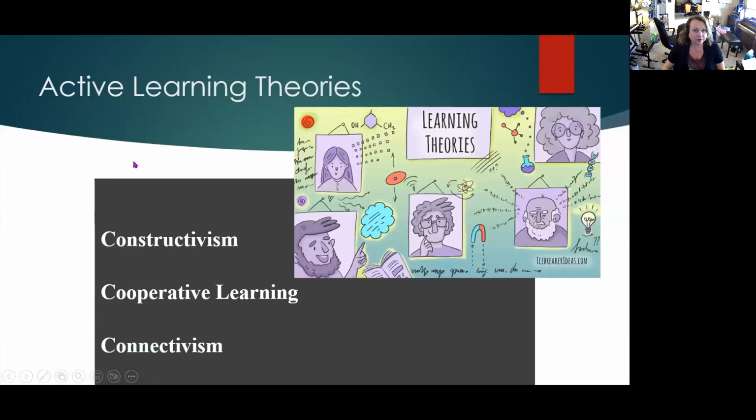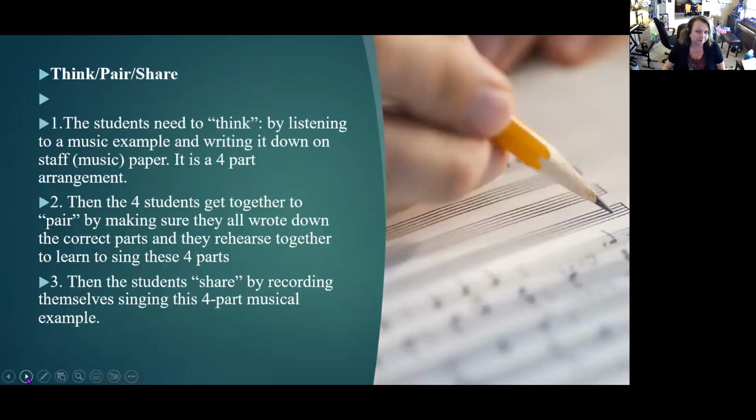Some of the active learning theories in this activity were constructivism, use of cooperative learning, and some connectivism. In this think, pair, share, the students need to think by listening to the musical example and writing it down on staff paper, which is music paper, and it's a 4-part arrangement.